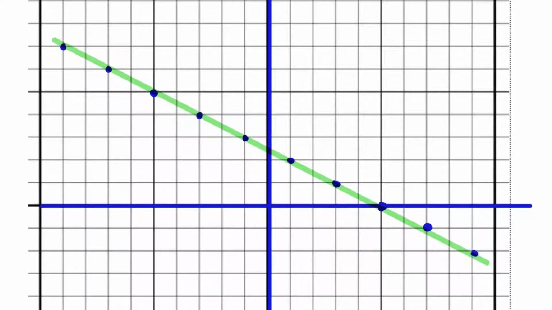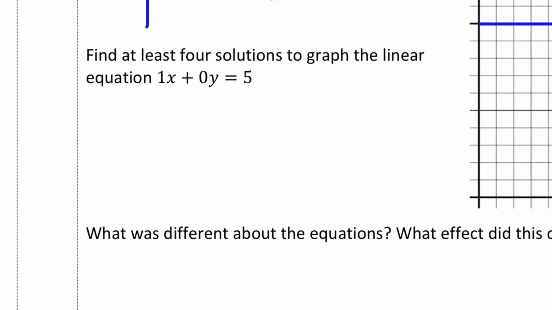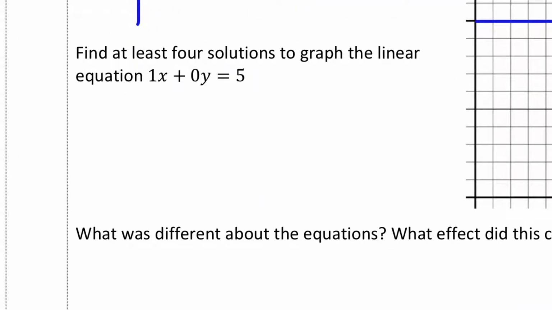Okay, so now we're going to move on to the actual point of today. We're going to take a look at a different type of equation here. In this equation, it looks a lot like the last one, except now it says 1x plus 0y equals 5. It still asks us to find 4 solutions to the graph of this linear equation.